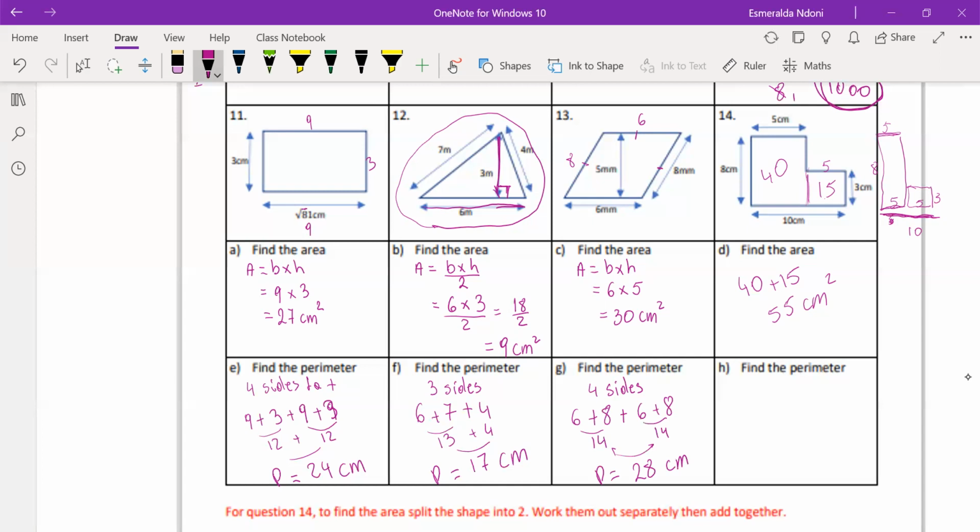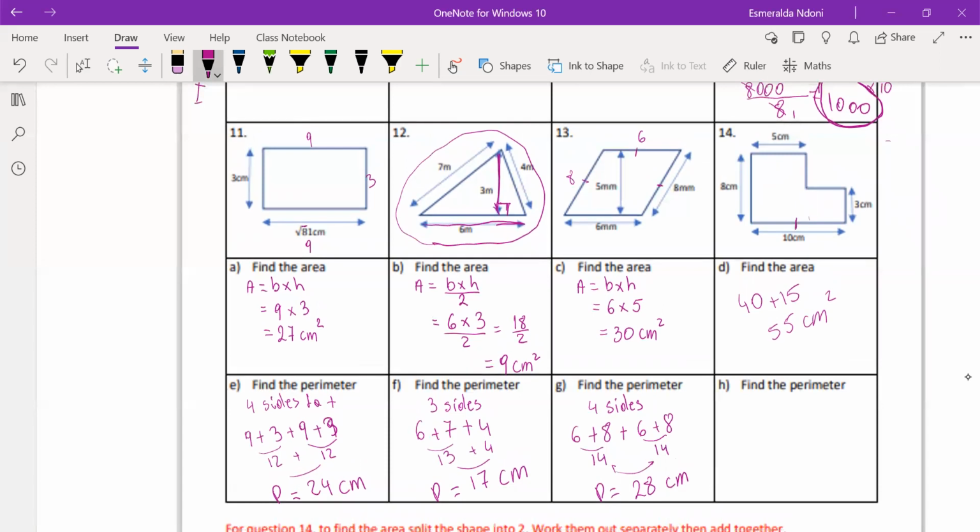Question 14. Find the perimeter. Now, we need to check how many sides this shape has. Clear the numbers here so that you don't get confused with it, and we find exactly how many sides it has. So let's go together. 10, that's 1, 2, 3, 4, 5, 6 sides. So it has 6 sides.